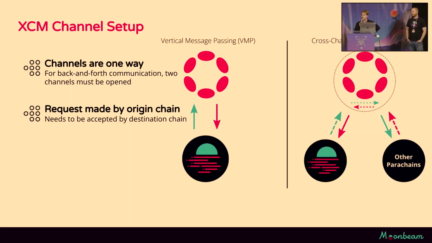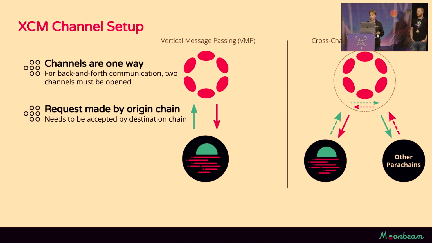Before you can send an XCM message, you need to first have an XCM channel set up. So these channels, they're one way. They have a set origin and a set destination. So if you want to have back and forth communication, you need to set up two different channels. And the way that channel setup happens is you have a request that's made by the origin chain, which is then accepted by the destination chain.